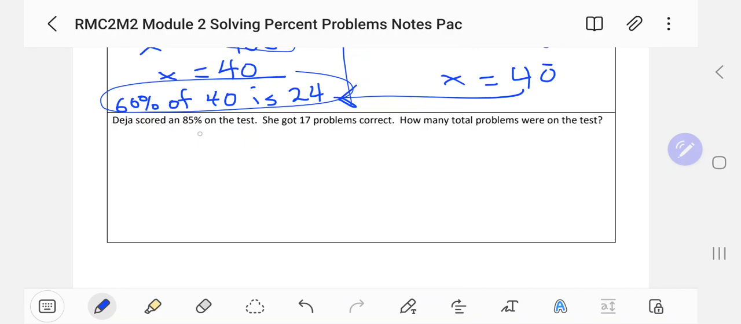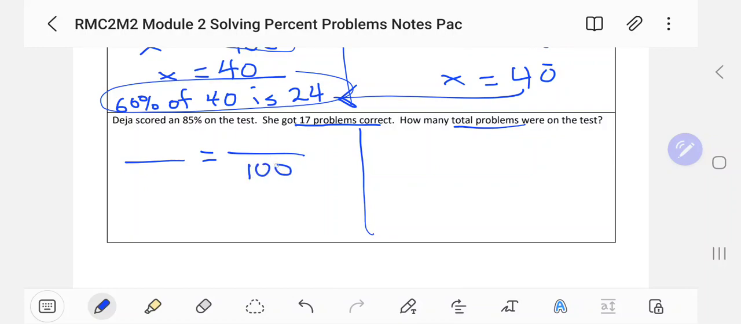Okay, Jay just scored 85% on the test. She got 17 problems correct. How many total problems were on the test? Well, let's see here. How many total problems? Look, it's asking that. So that means we don't know that. Well, that sounds like the whole to me. Is 17 problems correct the whole? No. She got an 85% on the test, so she had to have gotten some wrong. So 17 can't be the total test.